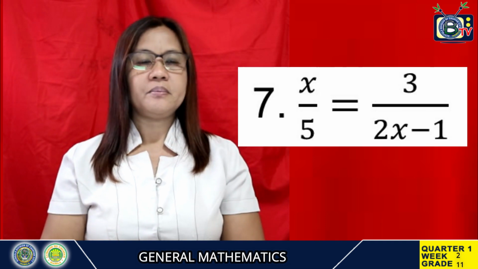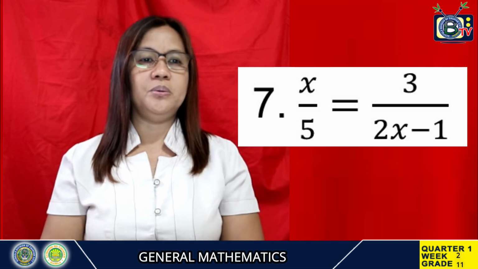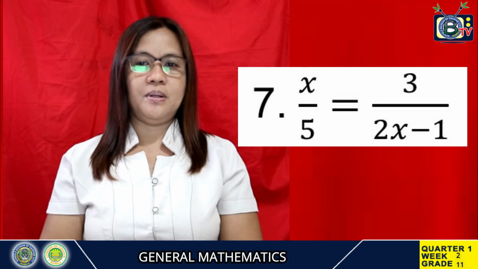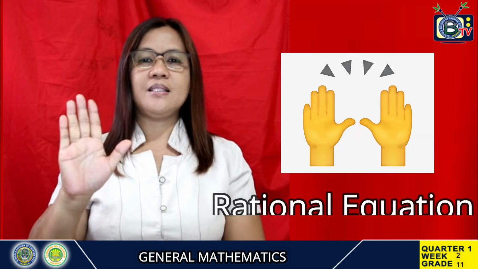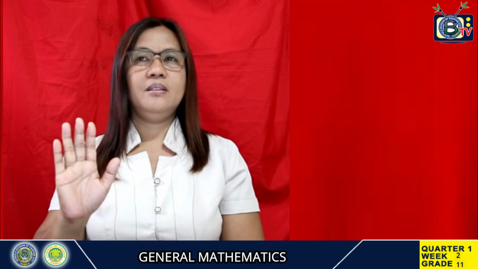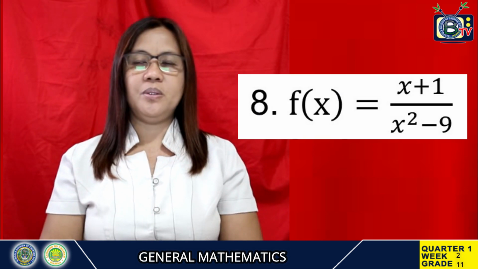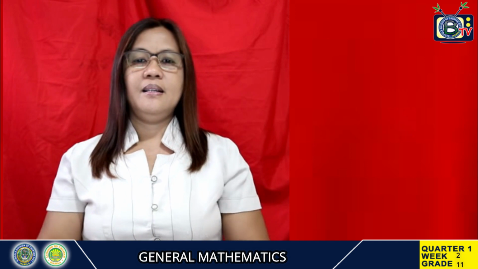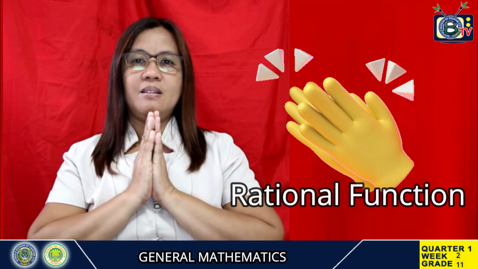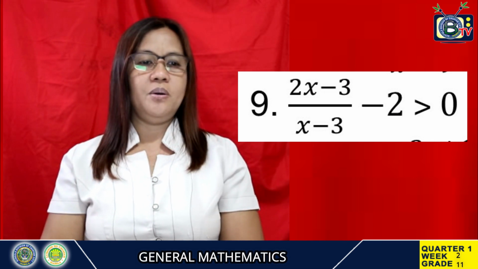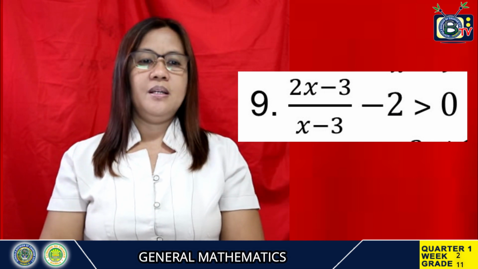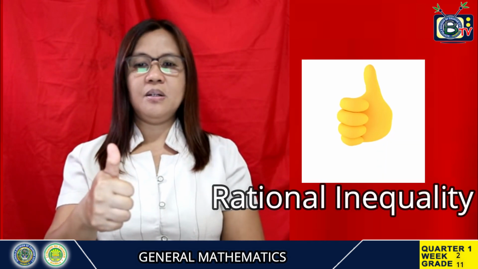Number 7. x over 5 is equal to 3 over 2x minus 1. Correct, it's a rational equation. Number 8. f of x is equal to x plus 1 over x squared minus 9. That's it, it's a rational function. Number 9. 2x minus 3 over x minus 3 minus 2 is greater than 0. True, it's a rational inequality.